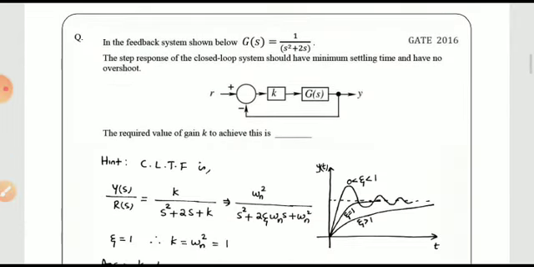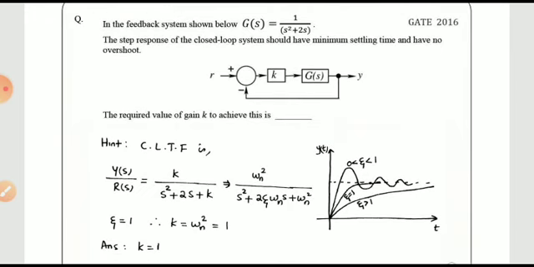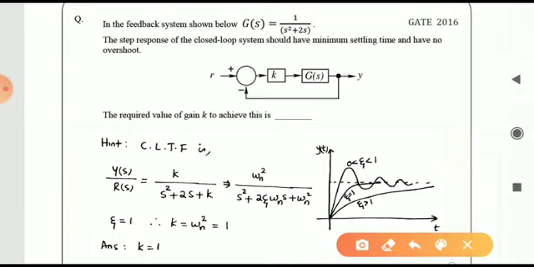Coming to the first question, in the feedback system given below, G(s) equals 1 by s square plus 2s. The step response of closed loop system should have minimum settling time and have no overshoot. Then the required value of K. Now for the given question, it is very clear that it is a second order system. Now we can obtain the closed loop transfer function as Y(s) by R(s) equal to K divided by s square plus 2s plus K.